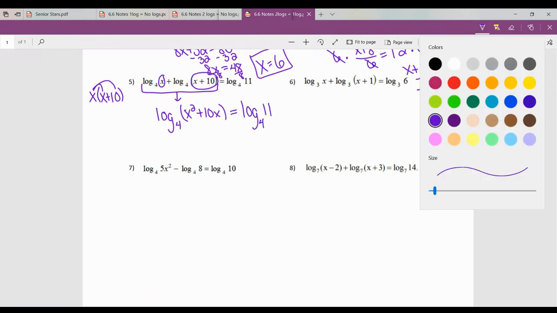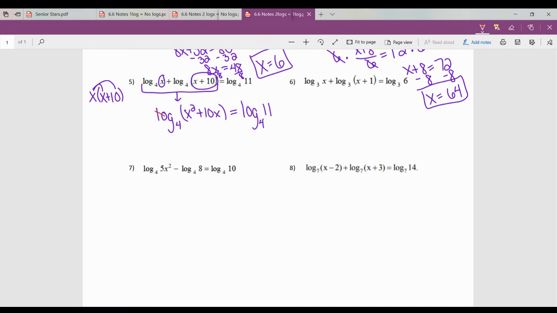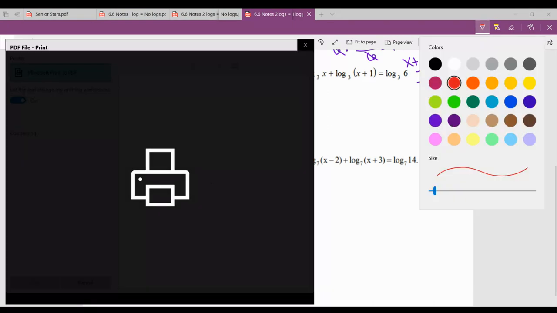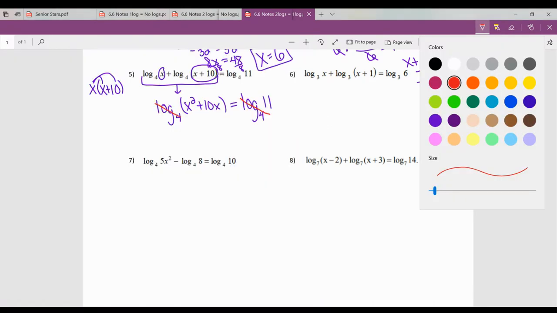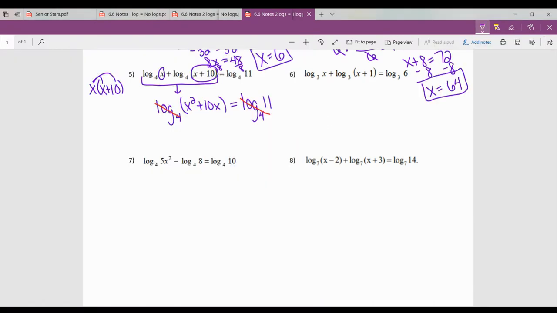Now, because I have log base 4 on each side, 1 on this side crosses out with 1 on that side. And so it's going to be x squared plus 10x equals 11. Oh, and now it is quadratic. So we want to bring everything to one side, x squared plus 10x. When we bring this 11 over, we have to subtract 11 equals 0.